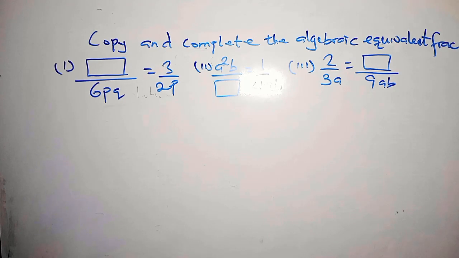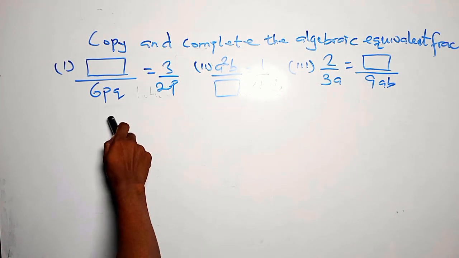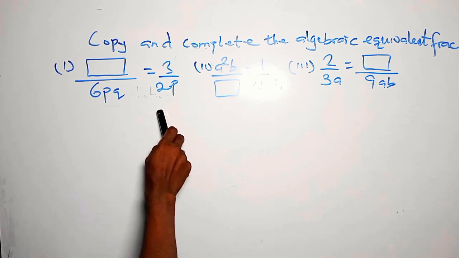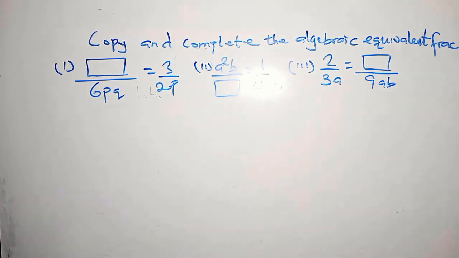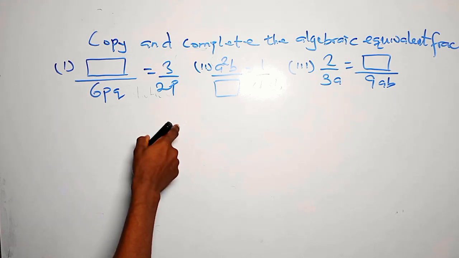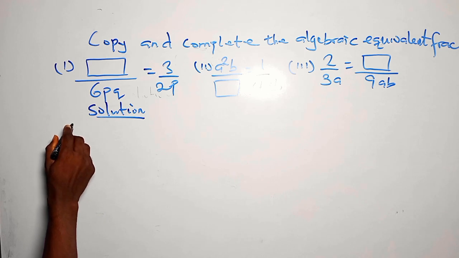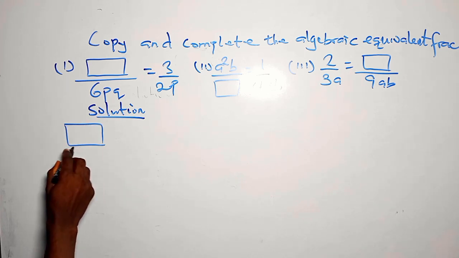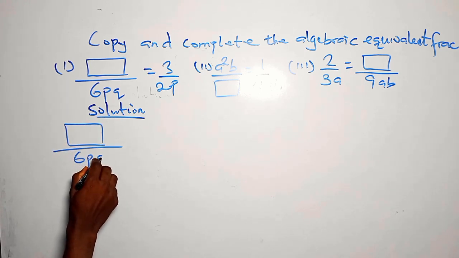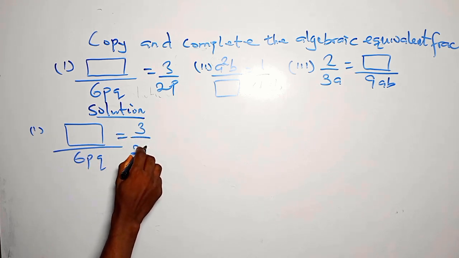The question says copy and complete the algebraic equivalent fractions. We are given three sets of algebraic fractions, so we have to figure out the missing ones. Here we have the solution. For the unknown, number 1: the unknown divided by 6pq equals 3 divided by 2p.